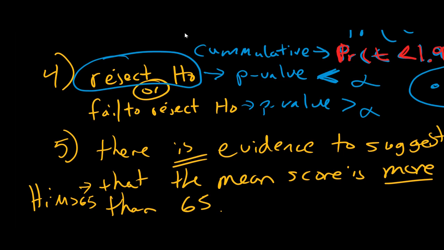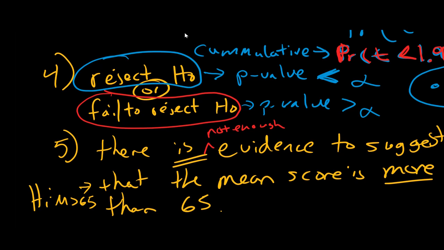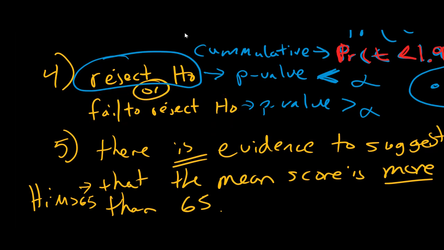Had we failed to reject the null hypothesis, then there would not be enough evidence to suggest that the mean score is more than 65. But because we did reject, that's our final answer.